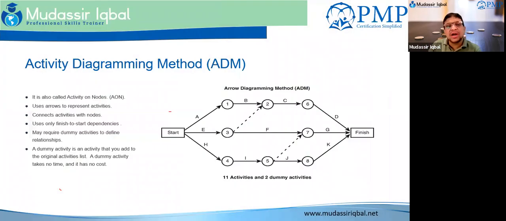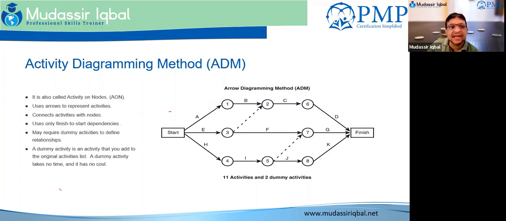We move forward. This is called the activity diagramming method, or activity on node. This is another type of network diagram that we have. But in this ADM or AON, the challenge is that it only contains one relationship, finish to start. It does not let you create any other relationships. We need to actually create some dummy activities. So this is your activity diagramming method.